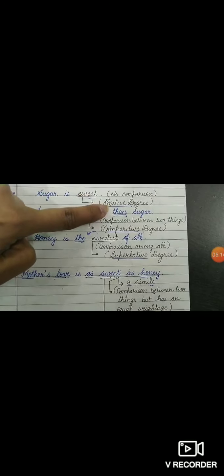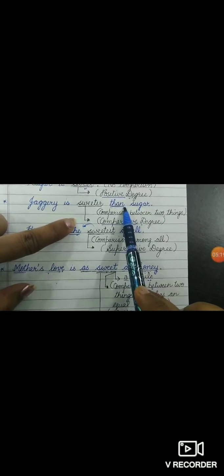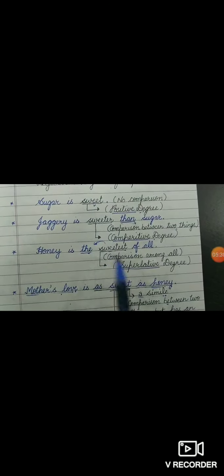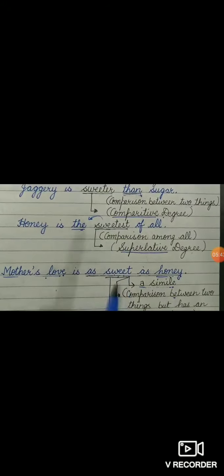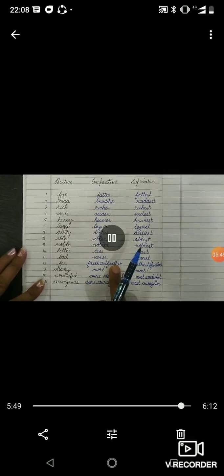Let's repeat what we have learned. When there is no comparison, we use the positive degree. When there is a comparison between two things, using than, if we are forming a sentence, then we'll use the comparative. But if we are using the as and as phrase, we will use the positive degree. And when we are comparing amongst all, we'll use the superlative degree. And whenever we use the superlative degree, it is preceded by the, that means the is always before the superlative degree. So just remember, hope you've already learned the degrees of comparison, right?